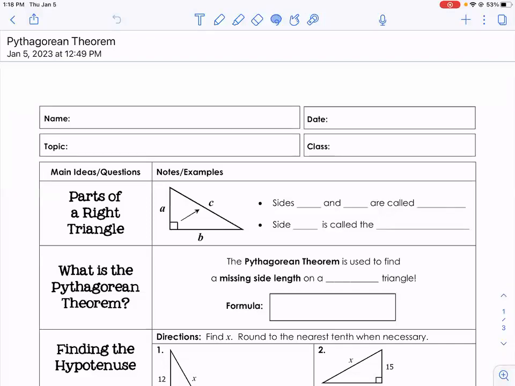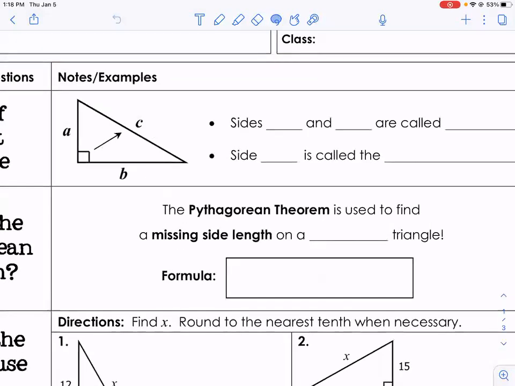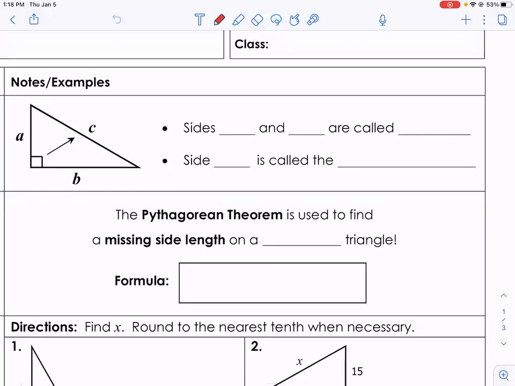So here we go. A right triangle. The sides that I have labeled as A and B are what we call legs. And the side that we have labeled as C is what we call the hypotenuse. And the hypotenuse is the one that is always across from the right angle.